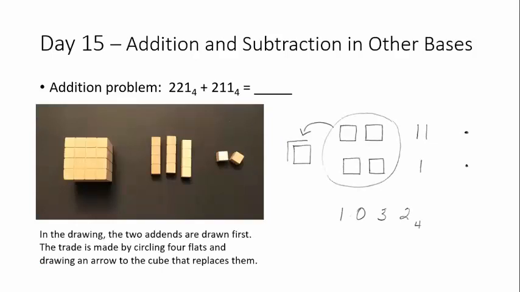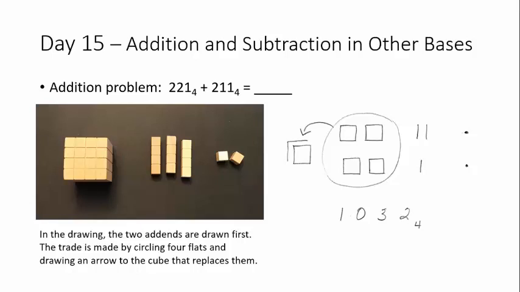In the picture on the right, I show how to diagram this. So you begin with the addends. 221 base 4 is represented with 2 flats, 2 rods, and 1 unit. 211 base 4 is represented with 2 flats, 1 rod, and 1 unit. The only trade that needs to be made is the trade for 4 flats trading up to a cube.